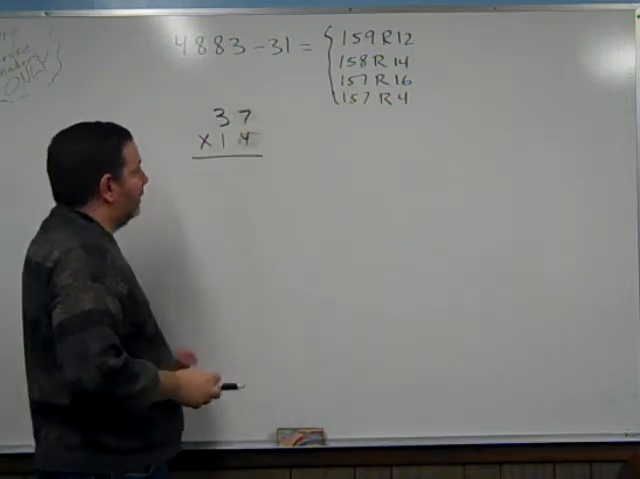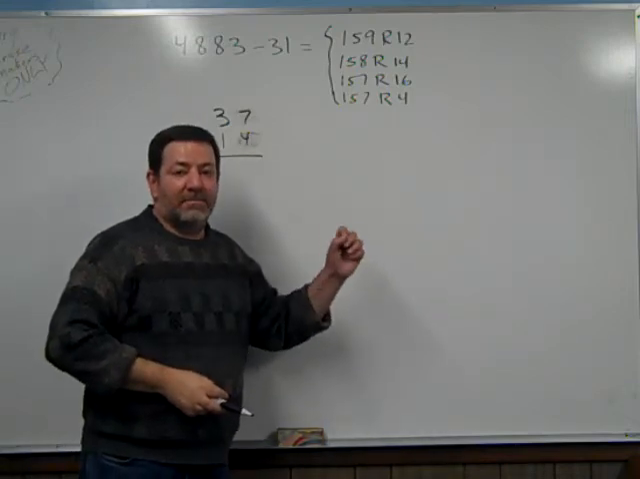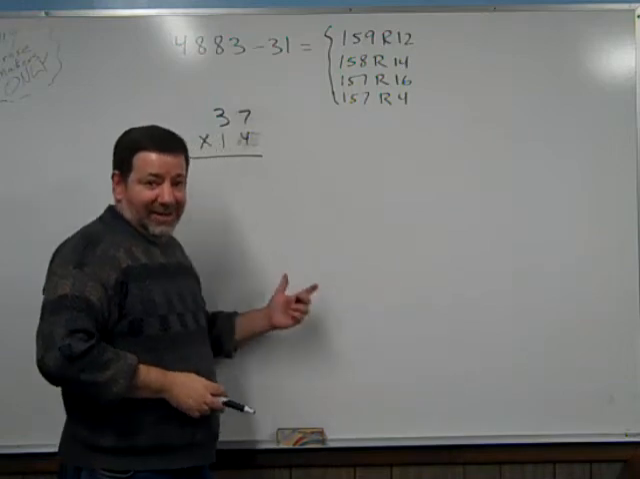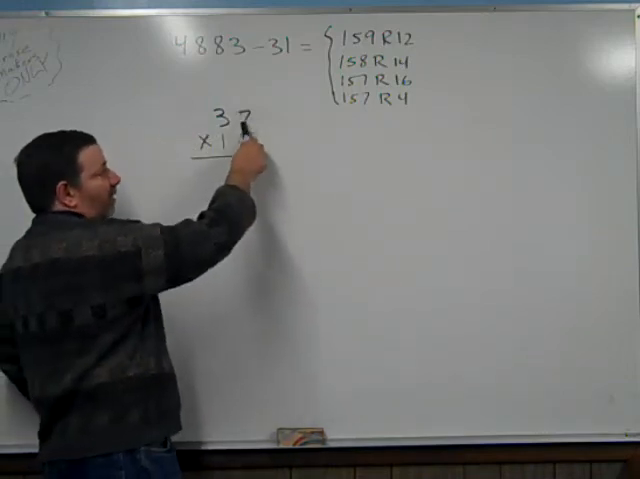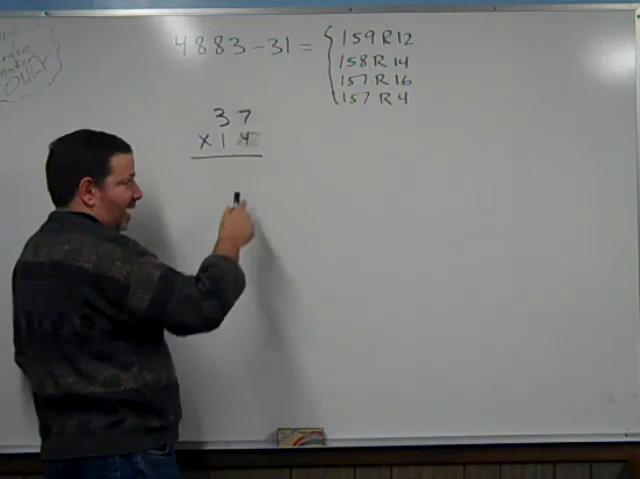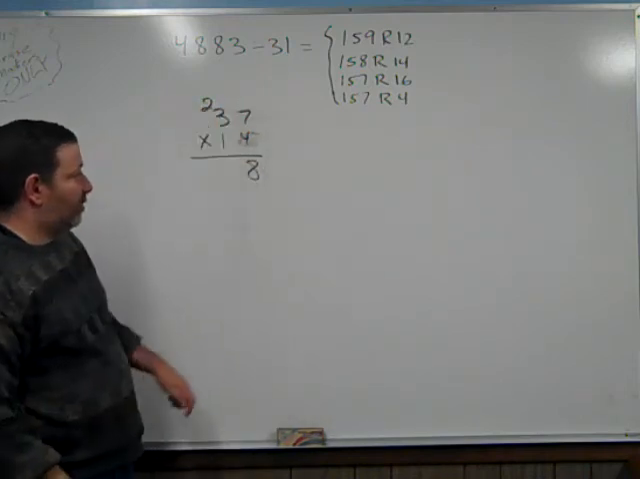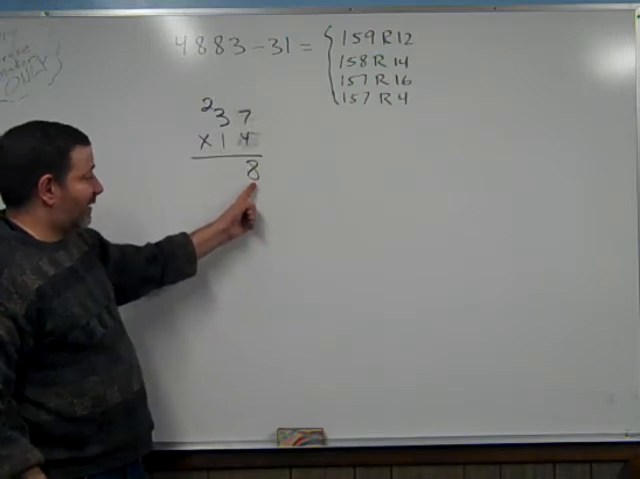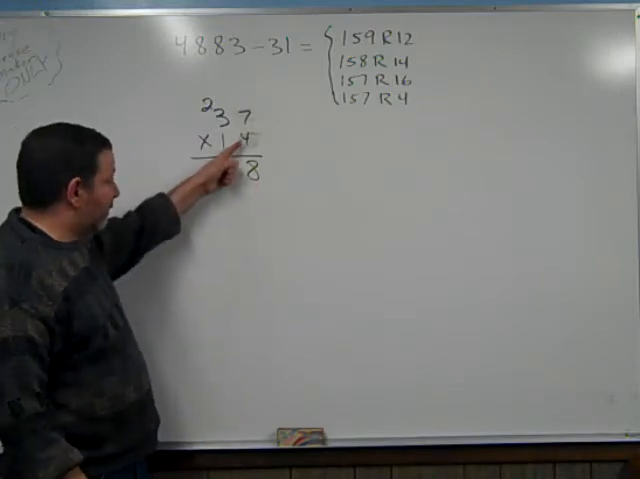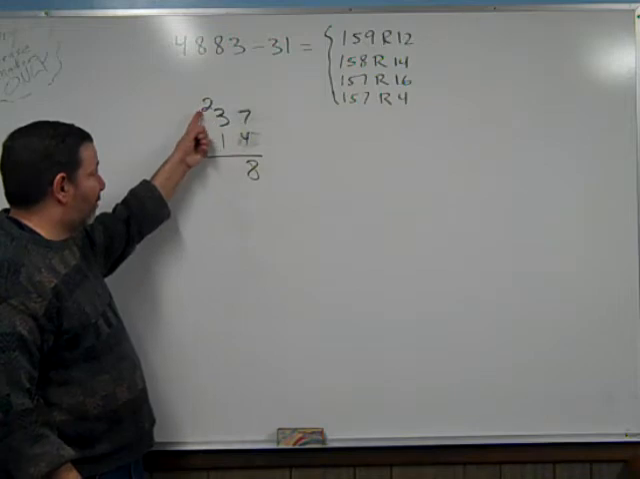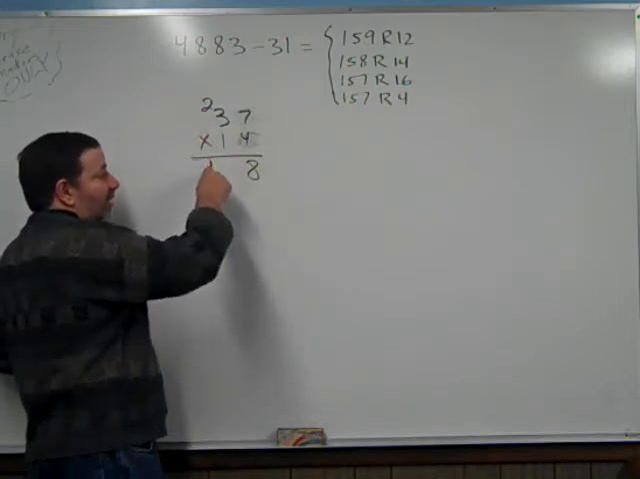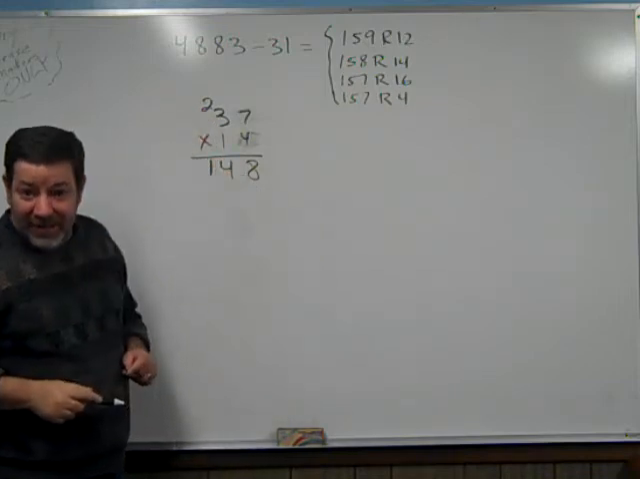Now, I want to look at the rightmost digit in the answer. 4 times 7 is 28. You write down the 8, you carry over the 2. Now, I claim that the answer is going to end in an 8. And 4 times 3 is 12, plus 2 more is 14. That you write to the left of the 8.